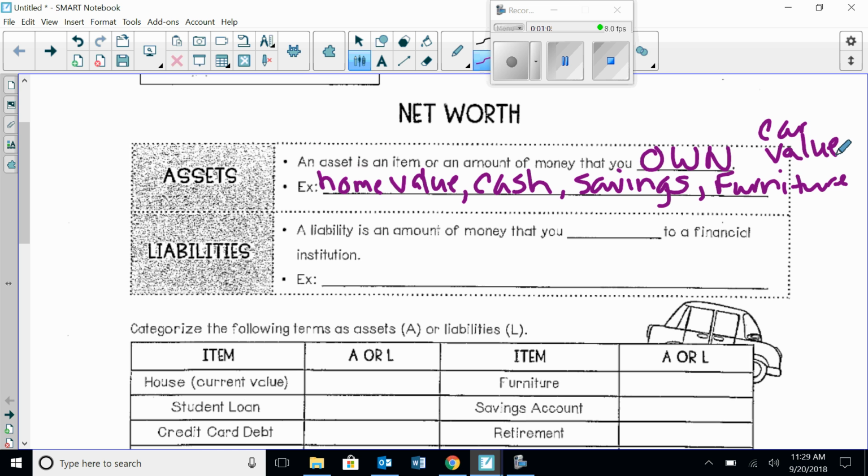The other piece is our liabilities, and a liability is an amount of money that you owe to a financial institution. So this could be a loan that you took out. It's also a liability if you took a personal loan from a person, so your mom, your grandma, a friend, things like that. That is still a liability because you still owe it back. So this is going to be your credit card debt.